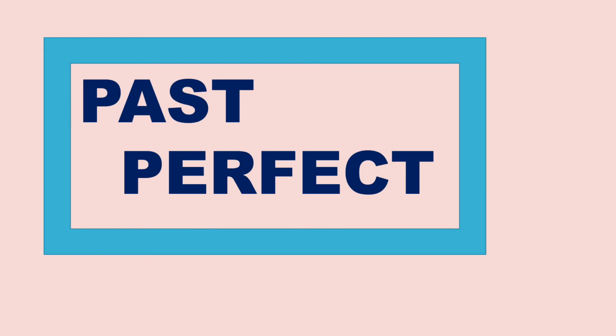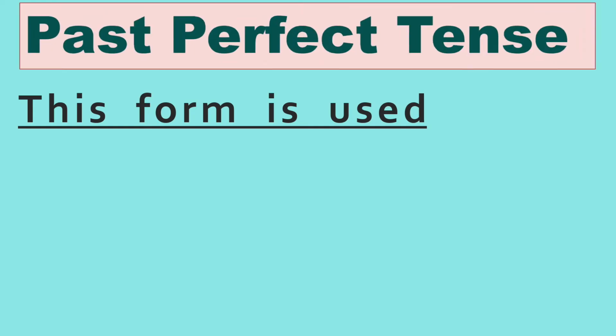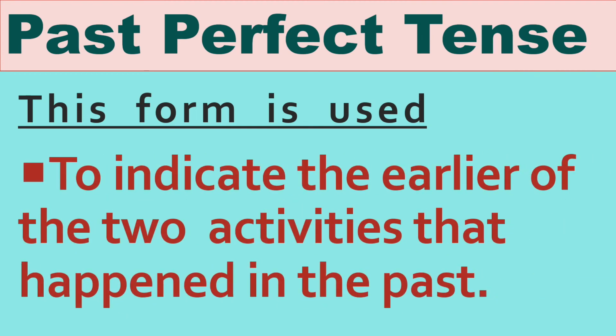Let's start past perfect tense. Student, past perfect tense is used to indicate the earlier of the two activities. Earlier means our past activities that happened in the past. For example, if I say the train had already left by the time I reached the station.